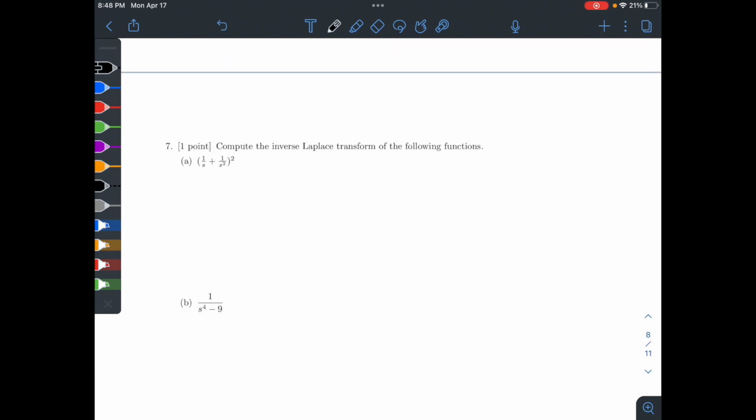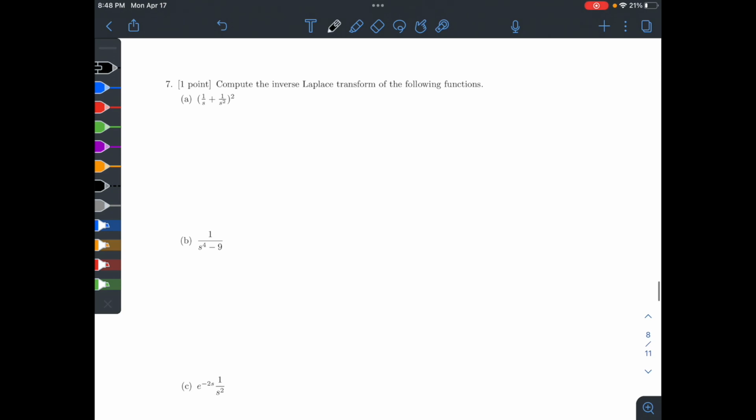All right, let's come back over here. Laplace. All right, this first one, you just want to multiply everything out first. So 1 over s squared, and then plus 1 over s to the 4th on the outside, and then our cross term is going to be 1 over s times 1 over s squared times 2. So it'd be 2 over s cubed in the middle there.